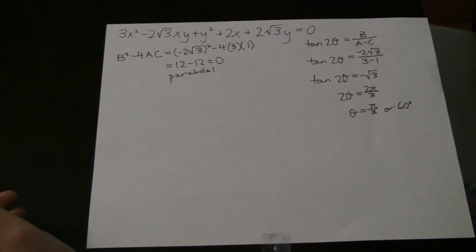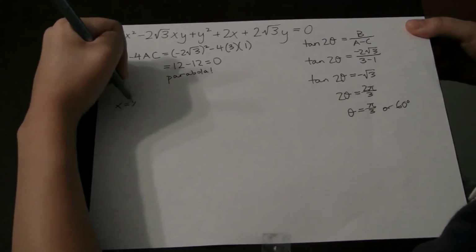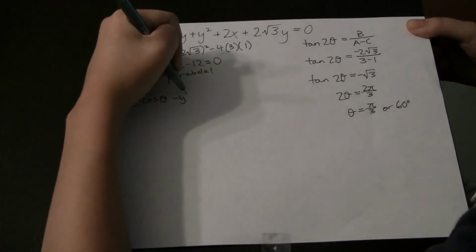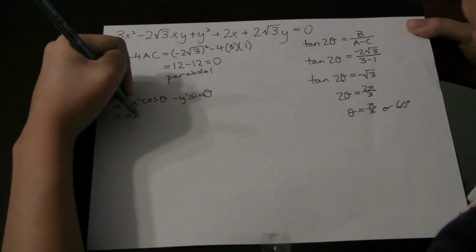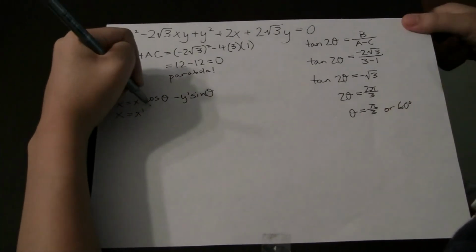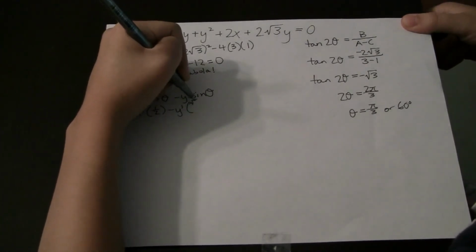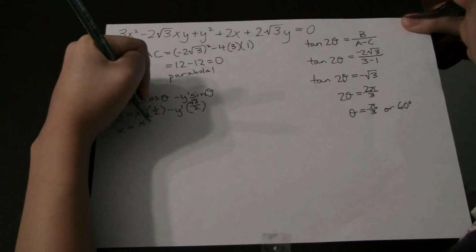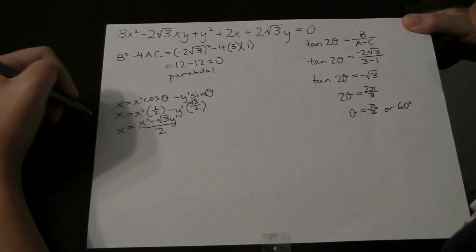So to find out what we're going to plug in for x and y, we can use a formula. X equals x prime cosine theta minus y prime sine theta. So if we plug in, cosine of pi over 3 would be 1/2, and the sine of pi over 3 would be root 3 over 2. We simplify, we get x prime minus root 3 y prime all over 2. And then that's our x value.